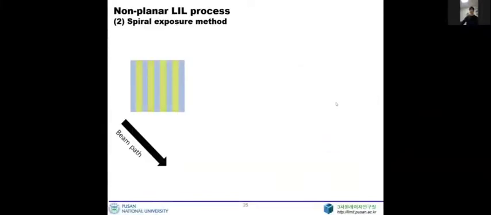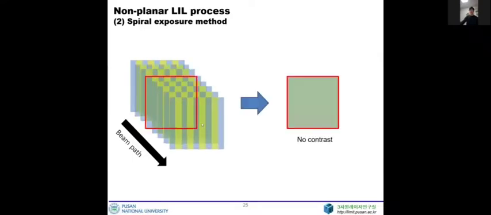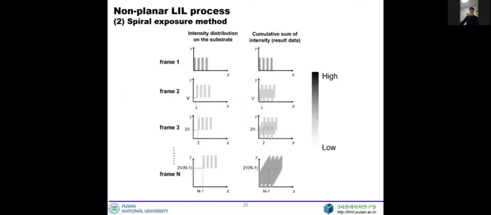Next, the second issue on non-planar process is spiral beam path. Different from typical laser processes, beam intensity distribution is not Gaussian in the LIL process. Therefore, continuous beam moving may cause a contrast issue like this. So I designed a simulation for this issue. When the beam moves along the x-axis by 1 nanometer, then the beam moves along the y-axis by v nanometer. And the total sum of exposure dose was calculated.